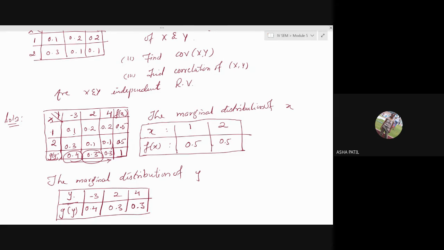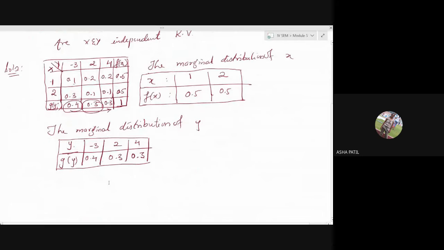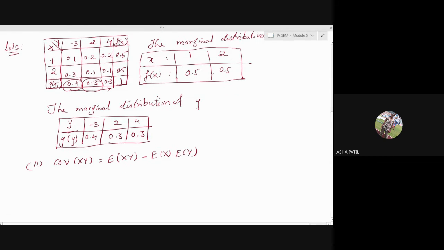What you have? Covariance. So what's the formula for covariance? E of xy minus E of x into E of y. Yes, covariance is expectation of xy minus expectation of x into expectation of y. So for that we need expectation of x, expectation of y and expectation of xy. Let us find them first.